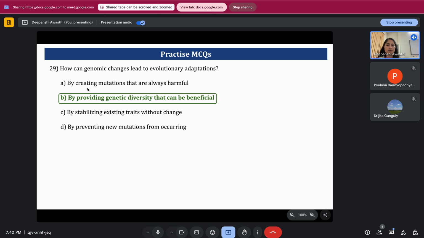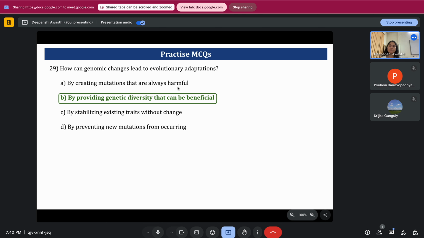Okay, so the first option was by creating mutations that are always harmful. If some mutation is always harmful, which means it is either fatal, or it is causing death of the individual, or it is leading to poor survival. In that scenario, if people are dying due to that, why would that mutation be favored? Because it will ultimately lead to the vanishing of that particular population. So in that case, it will not be an evolutionary adaptation. It will not be adapted.